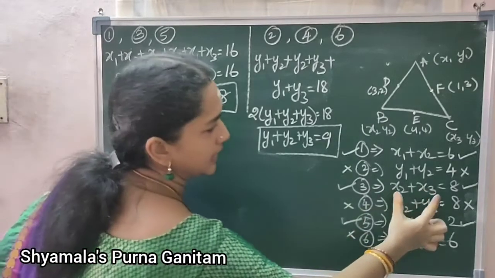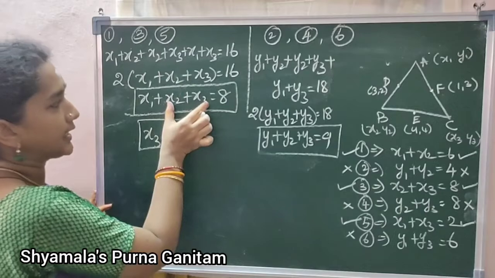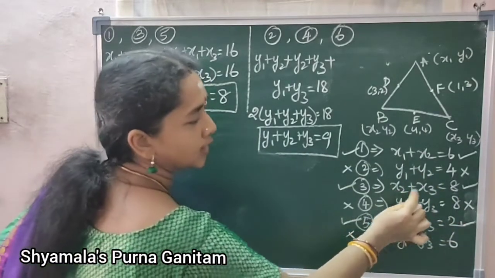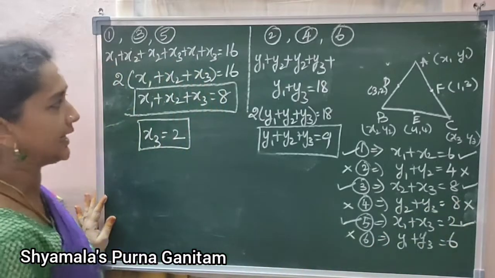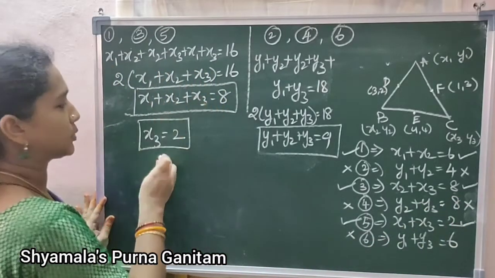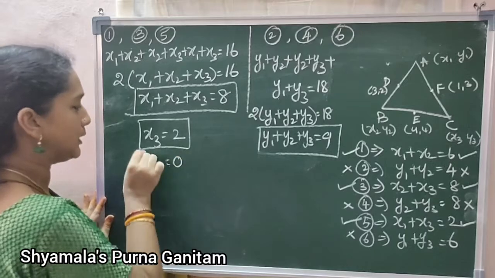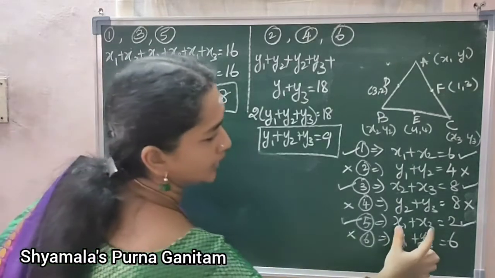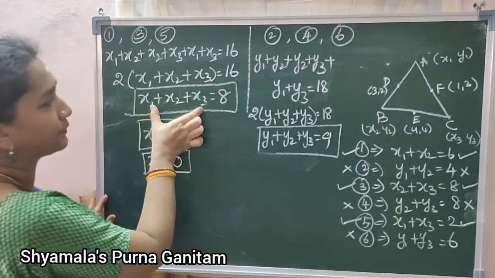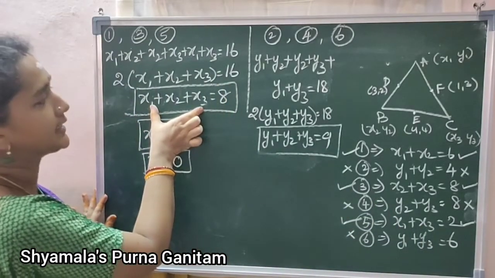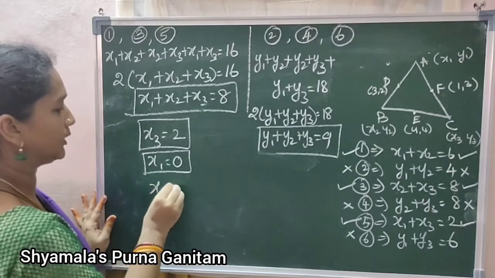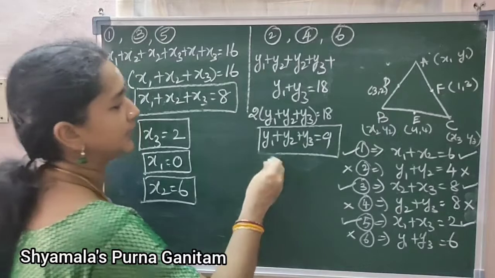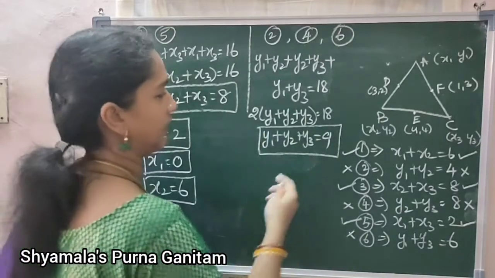Okay. Same way, x2 plus x3. x2 plus x3 value is 8. So x1 value will be 8 minus 8, 0. Okay. Same way, x1 plus x3. x1 plus x3 is 2. So my x2 value is 6. 8 minus 2, 6. So the same thing you have to do here also for y.